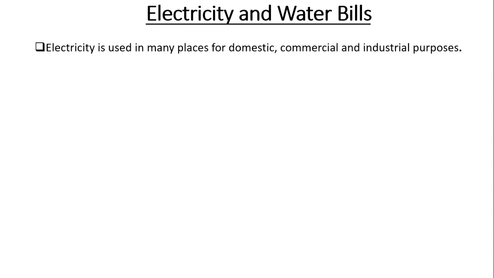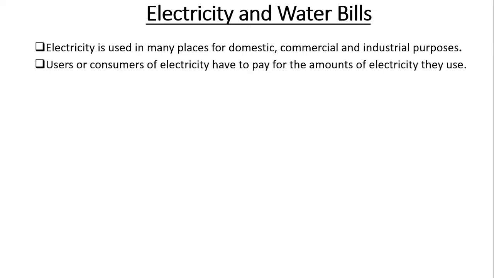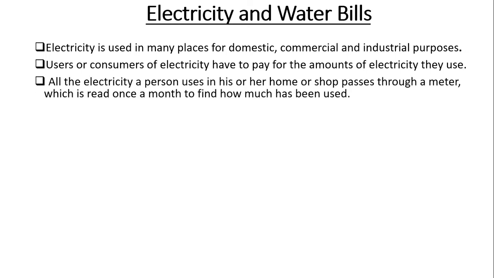Electricity and water bills. Electricity is used in many places for domestic, commercial, and industrial purposes. Users or consumers of electricity have to pay for the amounts of electricity they use. All the electricity a person uses in his or her home or shop passes through a meter, which is read once a month to find how much has been used.